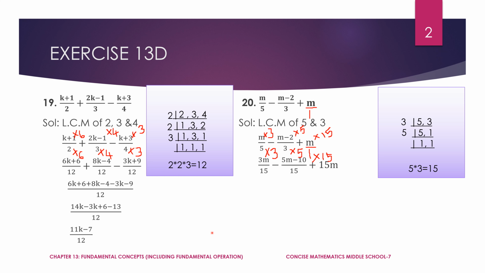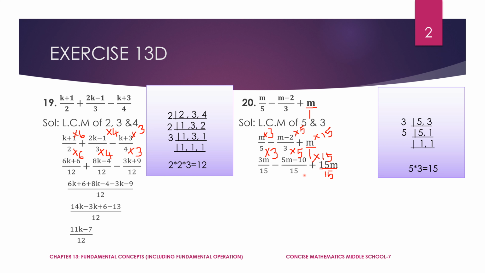So when you multiply inside, what you get is 3 into m, 3m. 15 minus 5 should be multiplied with m, 5m. 5 should be multiplied with minus 2, that is minus 10, and plus 15 into m, 15m. Even in the denominator it is by 15, because 1 into 15 is 15, right? So it should be 15 over here.